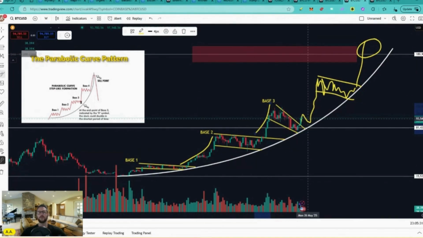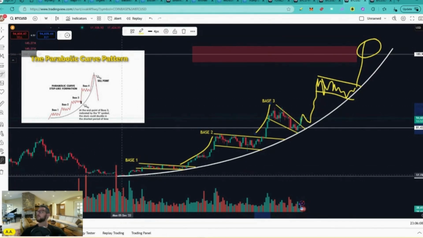This is often where prices can double in a very short time frame. This phase is typically driven by FOMO, fear of missing out, speculation, and bullish conviction returning to the market. Right now, Bitcoin's weekly chart strongly suggests that we could be forming base 3. This is the picture that I have here on the chart, right? This is how this parabolic curve pattern works.